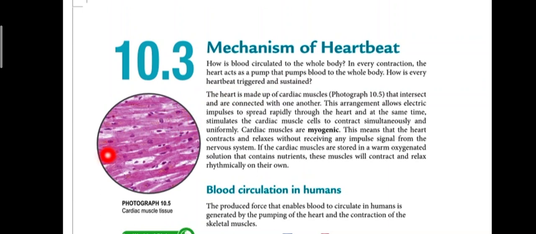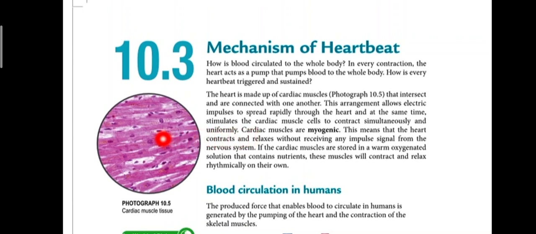Photograph 10.5. This is cardiac muscle tissue. Our heart is made up of cardiac muscle that intersect and are connected with one another. This arrangement allows electric impulses to spread rapidly through the heart at the same time, stimulating the cardiac muscle cells to contract simultaneously and uniformly.